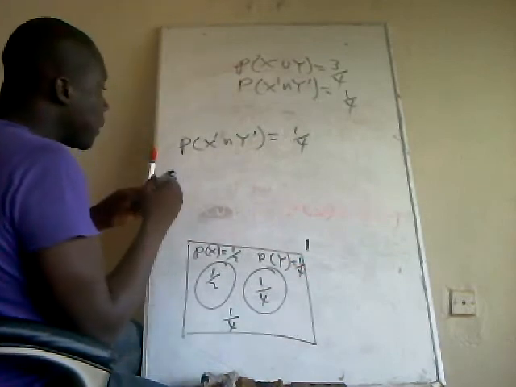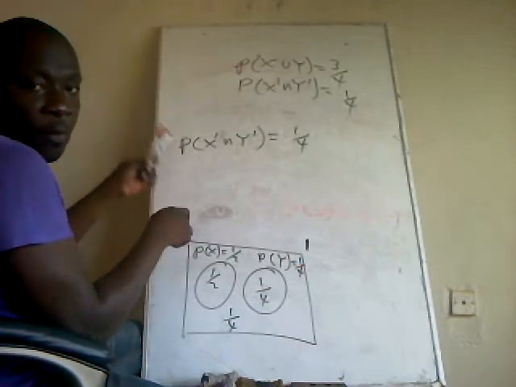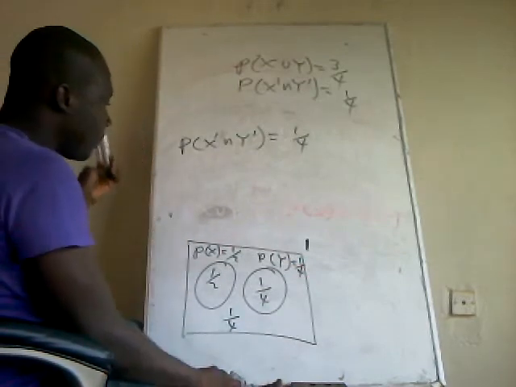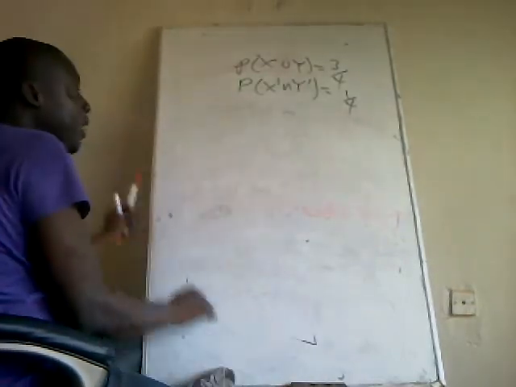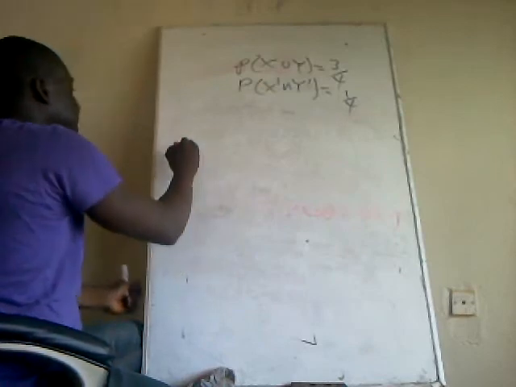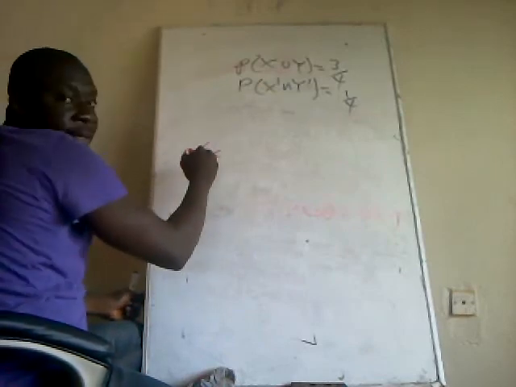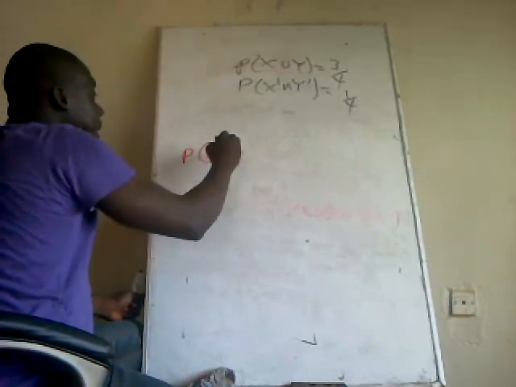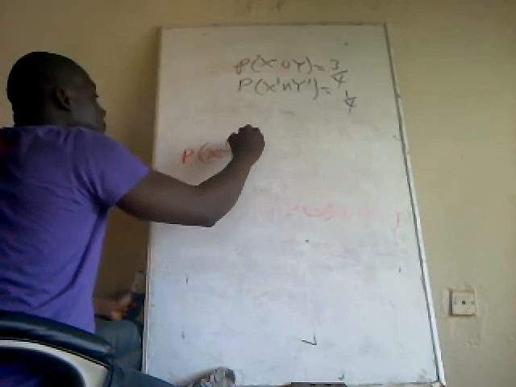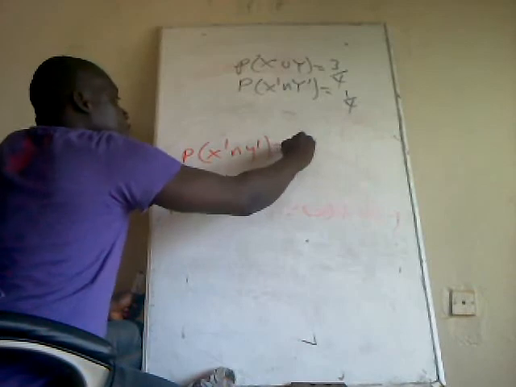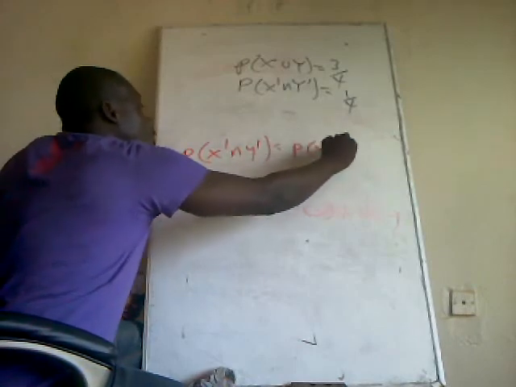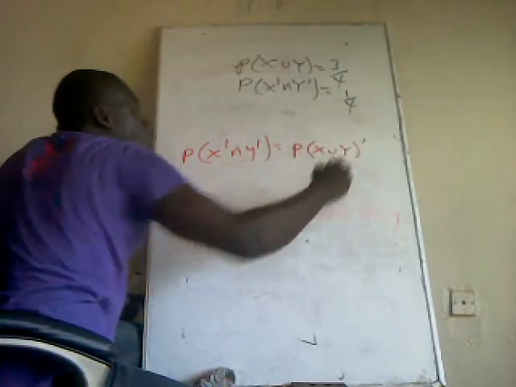Now, let me expand on this. P of X prime intersection Y prime, right? By a law which we call De Morgan's law. De Morgan's law states that P of X prime intersection Y prime is equal to P of X union Y all prime.